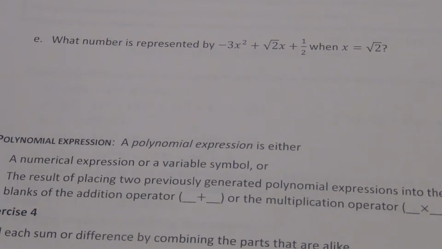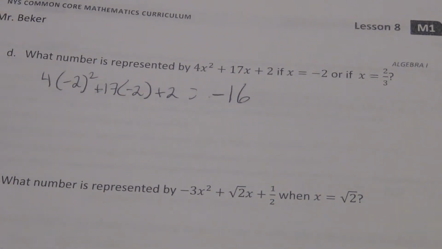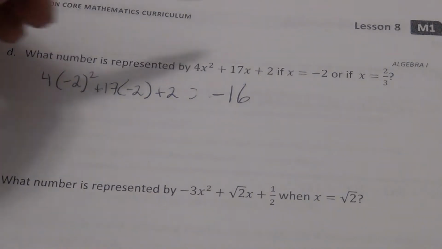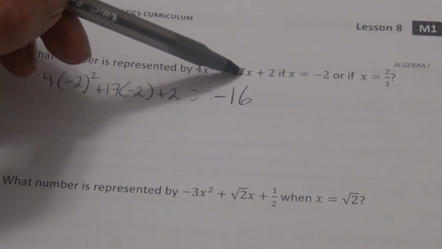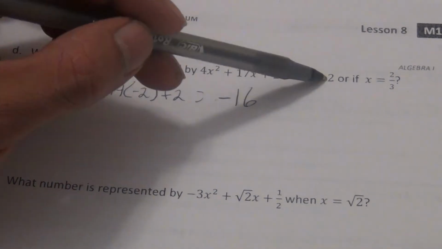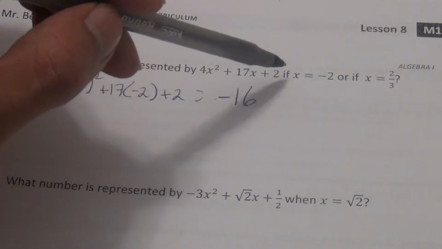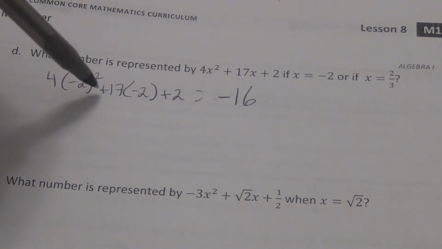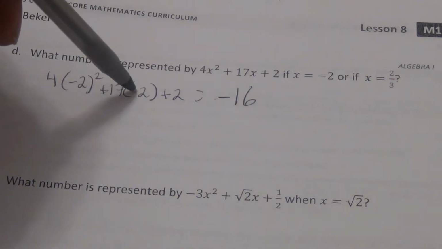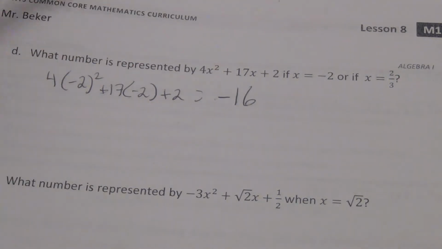So once again, I'm going to repeat it. What number is represented by 4x squared plus 17x plus 2 if x is negative 2? We get this negative 2 in lieu of x. Instead of x, we write negative 2. So 4 times x squared will be negative 2 squared plus 17 times x, in this case 17 times negative 2 plus 2, that's negative 16.